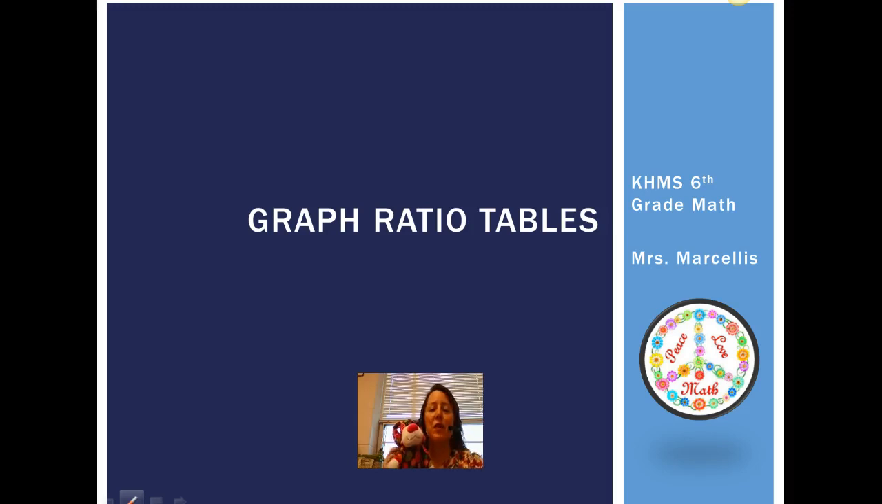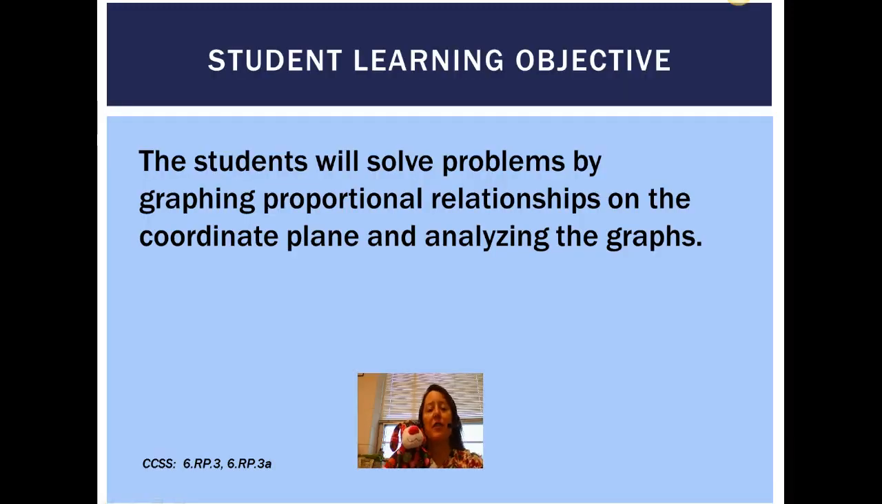In our last lesson, we looked at creating ratio tables. Today we're going to take that a step further and graph them on the coordinate plane, then analyze what the graphs tell us. Are you ready for this, Pythagoras? He says, you betcha. Today's learning objective: Students will solve problems by graphing proportional relationships on the coordinate plane and analyzing the graphs.